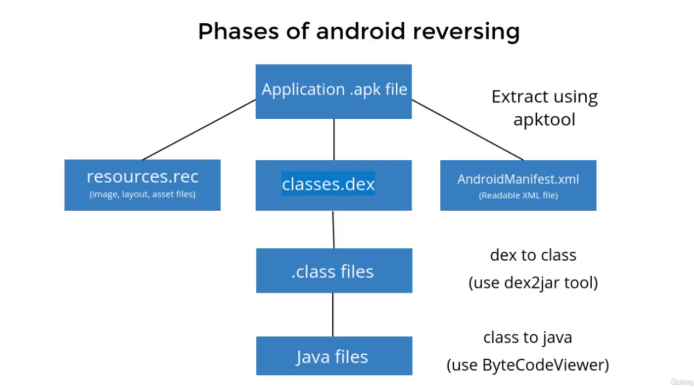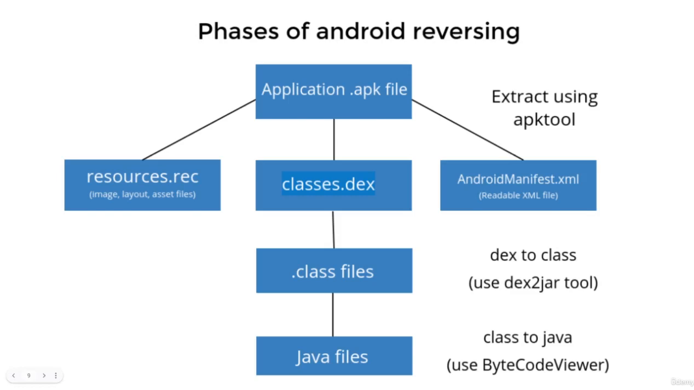Upon reversing this using dex to class, we get jar files. So we can use the dex to jar tool to achieve this, and with Bytecode Viewer or JADX GUI we can open this in Java files. But when we do this process, a lot of information is lost in the conversion, so we don't get the exact Java code that was built when the developer was actually developing the application. So a lot of information is lost in this transition from compiled DEX code to Java.